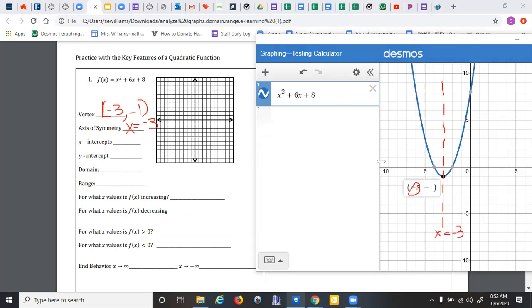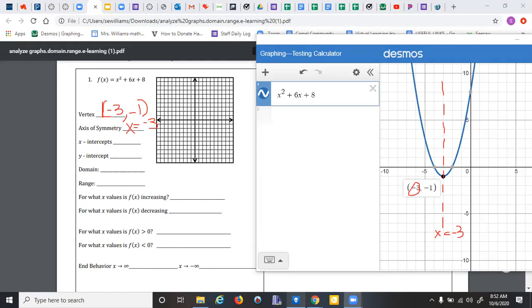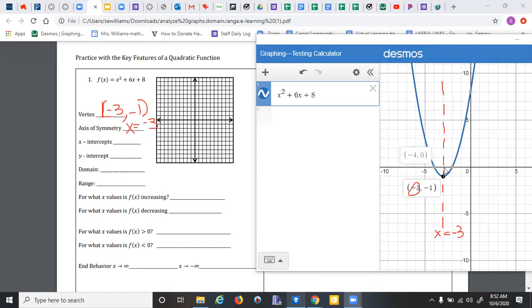What about my x-intercepts? I can just click where it crosses the x-axis, which is right here. I can click where it crosses: -4, 0 and -2, 0. All right, we already said the y-intercept was 0, 8. Does Desmos prove that we were right? Yes. All right.